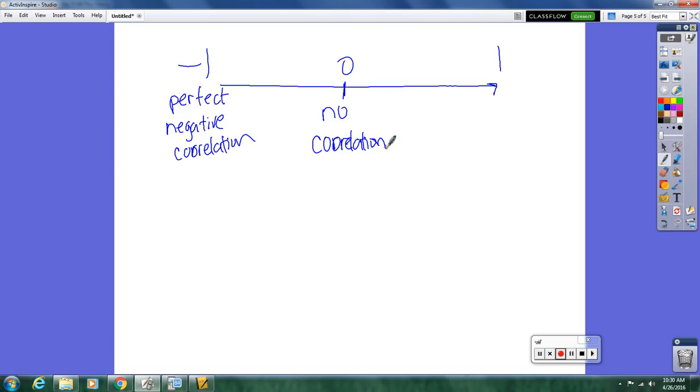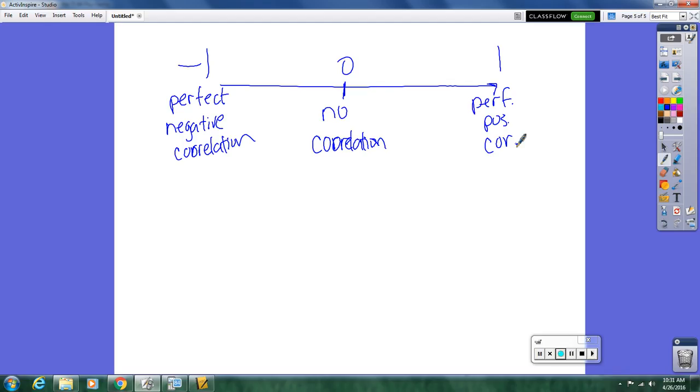So positive 1 is going to be a perfect positive correlation. If you want to know this, it's very, very important. You will probably have 2 questions on that. They're going to say, hey, the correlation is -0.9, and they're going to give you 4 descriptions. Does this mean that these 2 variables are correlated or not?